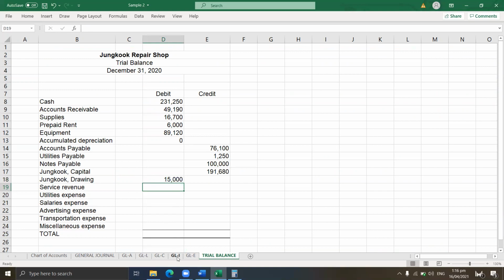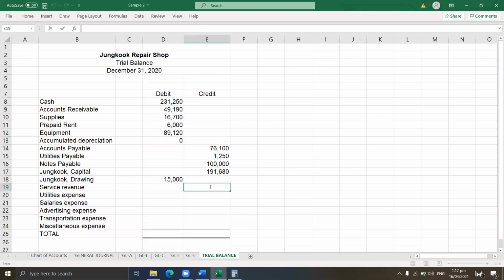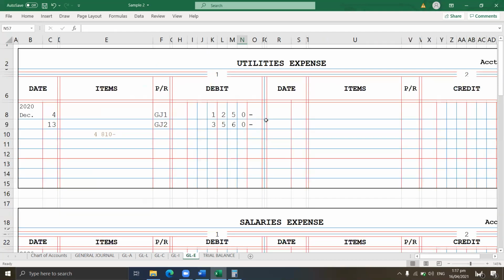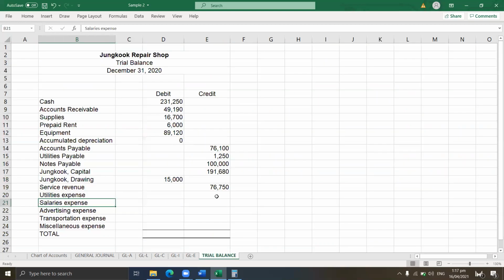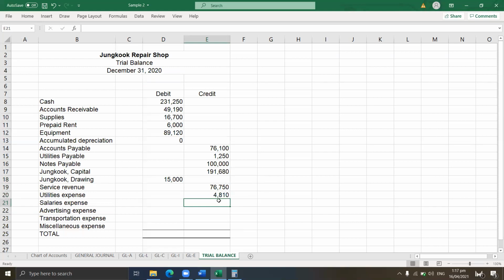Okay. Next, we have service revenue. So we have a service revenue kanina of 76,750. So credit side yon, so 76,750. Then you have utilities expense. So for our utilities expense, you have a total of 4,180. Then you have salaries expense amounting to 20,100. Sorry, that should be on the debit side, no? Because they are expenses. Okay.